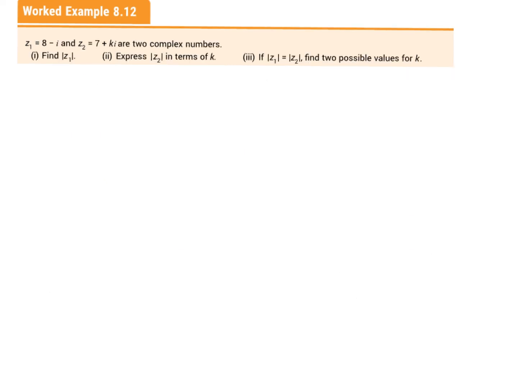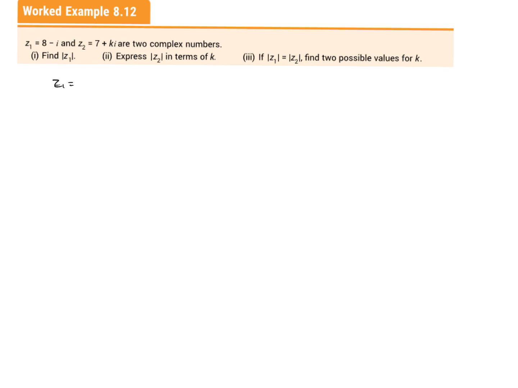Okay, the last one. What we have here is Z1 is equal to 8 minus i, Z2 is equal to 7 plus Ki, two complex numbers. So now we're introducing a bit of algebra into this. Now, it isn't too difficult. We're going to do exactly what we did before, and then you'll see that we're just going to solve for a particular value.